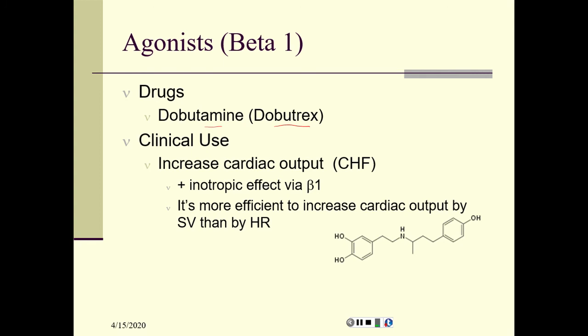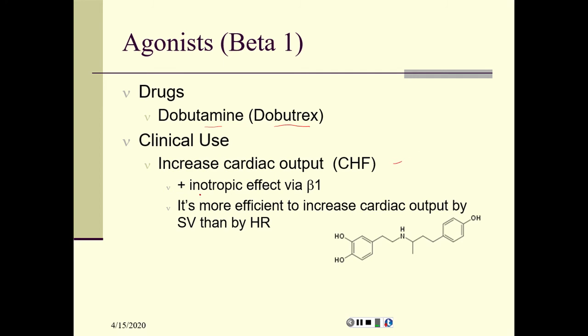Though it's active at alpha 1 receptors, you don't see that effect. If the doses go up, you'll start seeing some alpha effects and vasoconstrictive effects, but usually you expect not to, because the primary effects of this drug are at beta 1 receptors, and it's used in the treatment of congestive heart failure and other cardiac conditions to increase cardiac output.